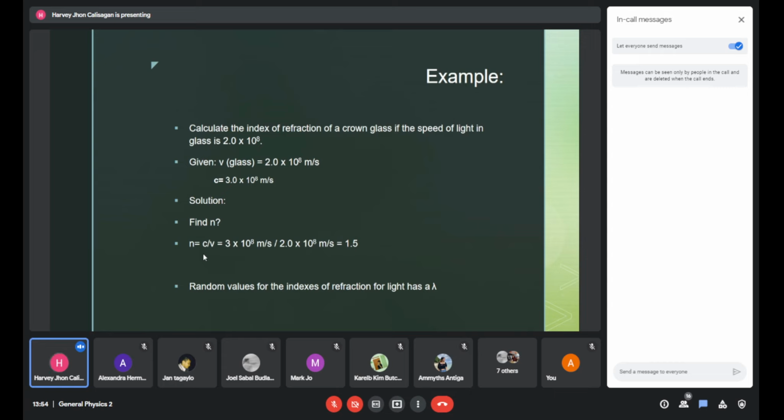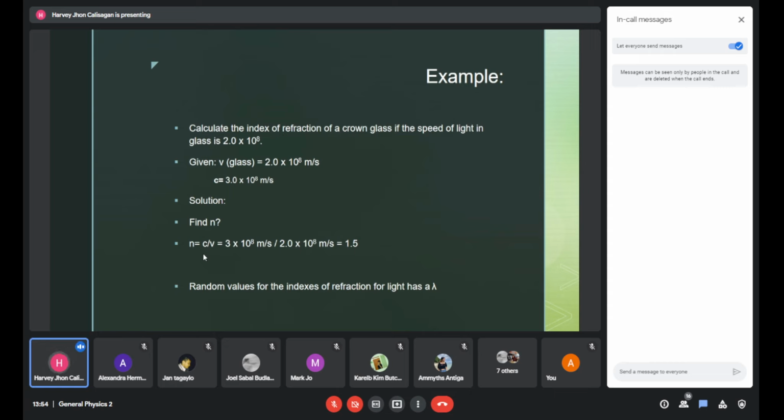So let's see how much the index of that crown glass really caused the speed of the light in the glass to refract to only 2.0 times 10 to the power of 8 meters per second. Right? So the natural light is reflected on the surface of the glass, and then the glass refracts it and creates another light, which is only 2.0 times 10 to the power of 8. So, let's try to find out the index.